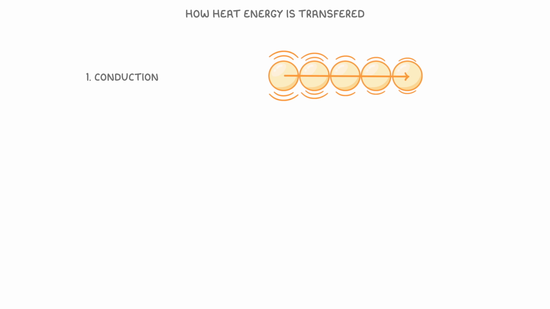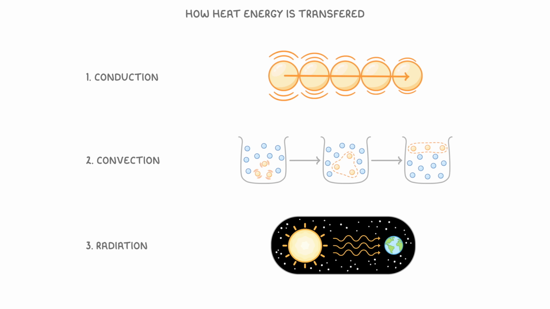In today's video, we're learning about how heat energy is transferred. And so we'll cover the three main ways that it can happen, namely conduction, convection, and radiation.